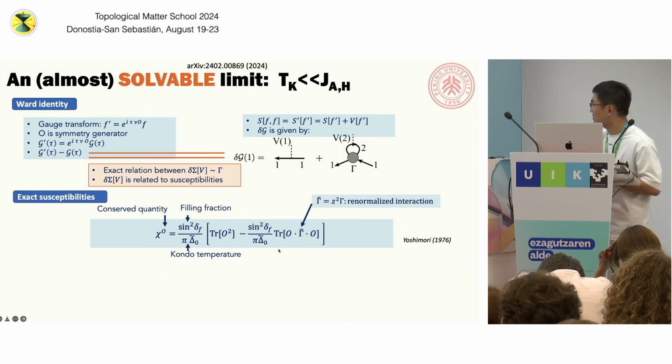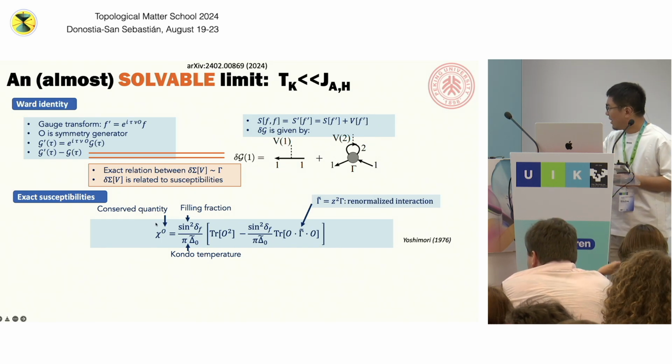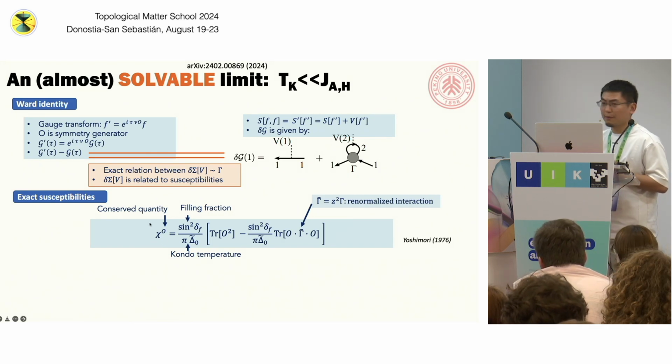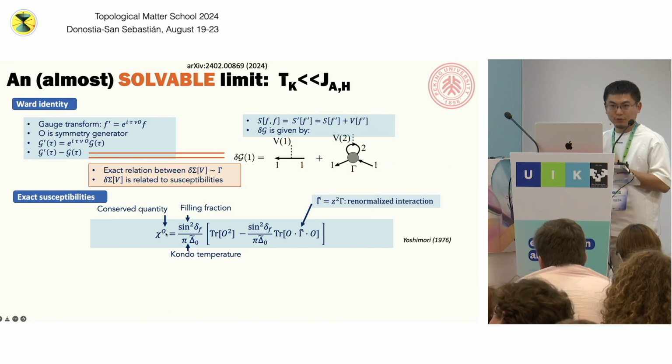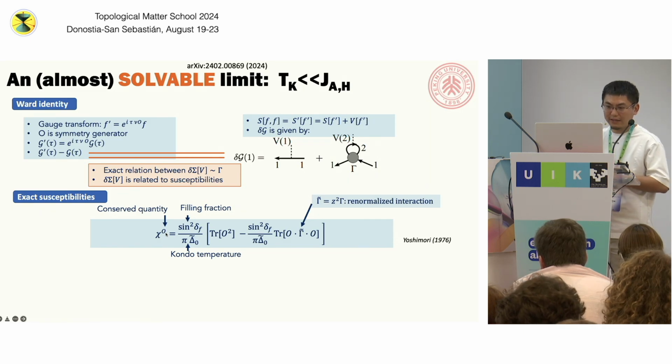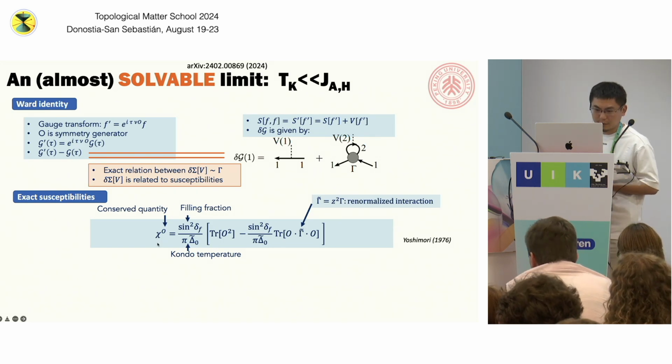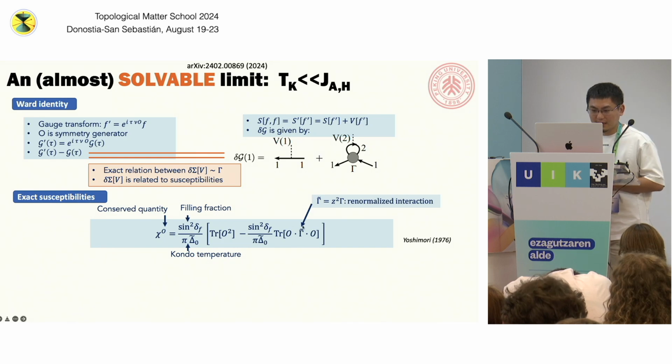Let me explain this result. On the left-hand side is the susceptibility of the bare particles. So O could be the electric charge, spin, or angular momentum. So this chi-O is a physical observable. And on the right-hand side, all the parameters are the renormalized parameters for the Fermi liquid.